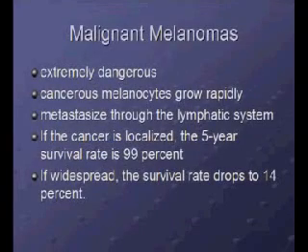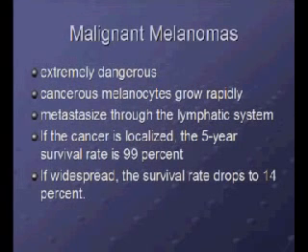Malignant melanomas are extremely dangerous cancers. Cancerous melanocytes grow relatively rapidly. They metastasize through the lymphatic system. The lymphatic system is just another form of a circulatory system in the human body. It complements the circulatory system and primarily carries fluid and also carries immune cells to help in the defense of the system.